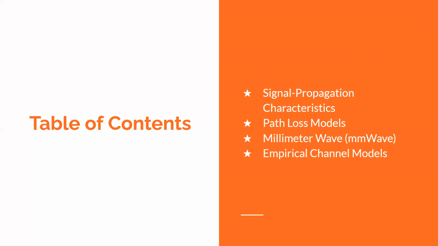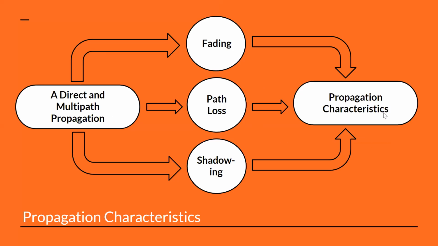First of all, the table of contents, the outline we're going to discuss today. There are four main points. The first one is signal propagation characteristics, and then we go into the path loss models, and then we discuss a little bit about the millimeter wave, and another model, that is the empirical channel. Okay, so let's jump to the first subject.